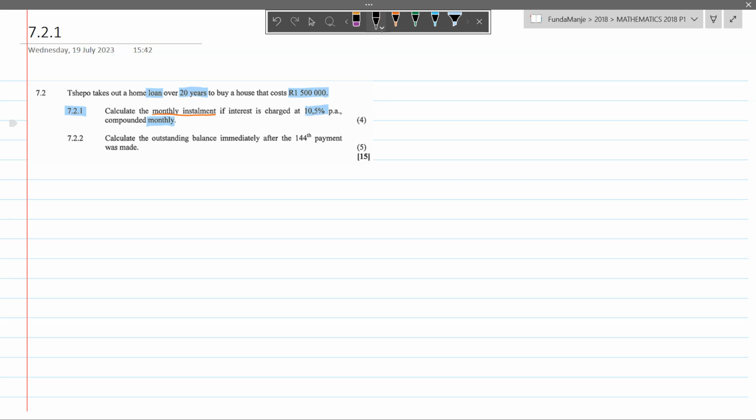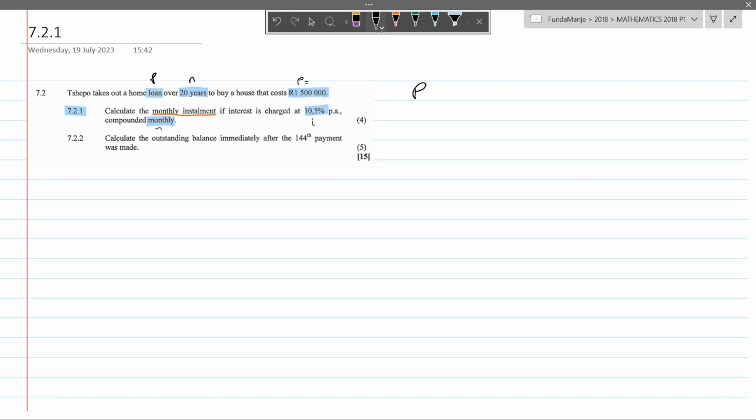So here, loan means that this is a present value type of problem. Over 20 years, that's the amount of time. So that's N sort of. I'll explain why I say sort of. And then to buy a house that costs 1.5 million, that's the present value amount. So that's the amount you ask from the bank. And then if interest is charged at 10.5, so that's our interest compounded monthly. So monthly is the compounding terms, which you can say M or T or whatever variable you use to understand the effect of compounding monthly.